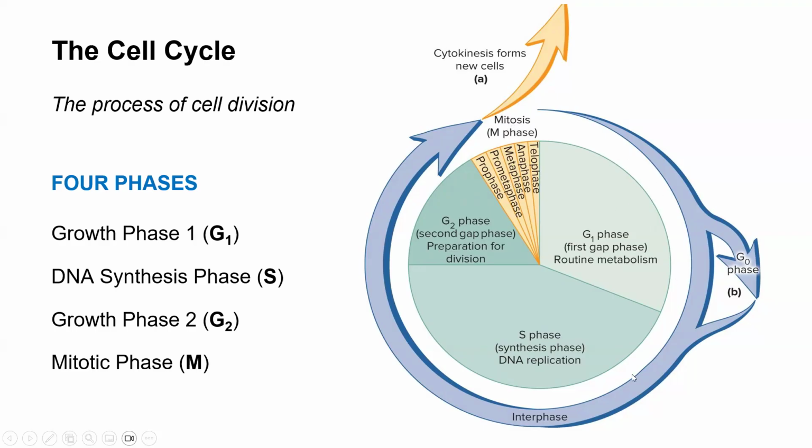And remember, the majority of our circle here is interphase. So when you look under a microscope, you're going to find a whole lot of cells that are in interphase, because it's a much larger proportion of our cell cycle than our actual mitosis or division phase. And then remember, cytokinesis is when we're going to actually get the split. The cytoplasm is going to divide and separate into two new cells.